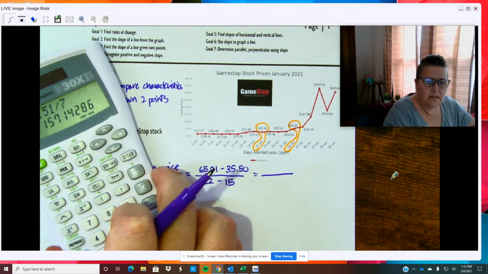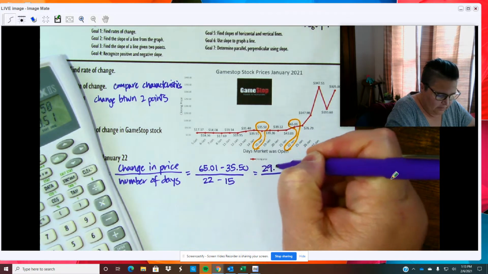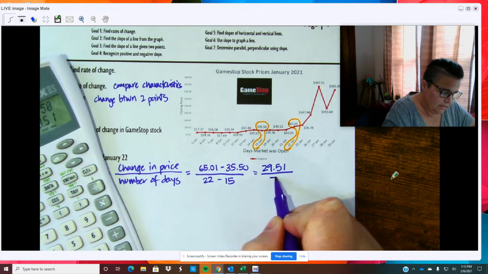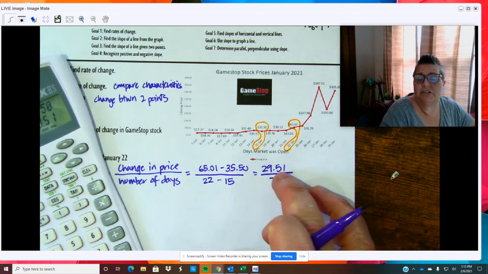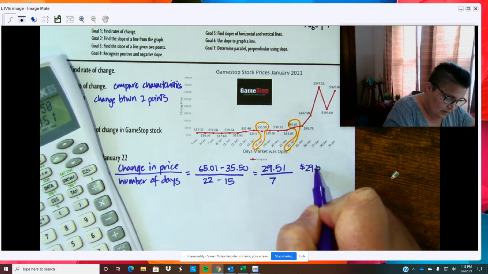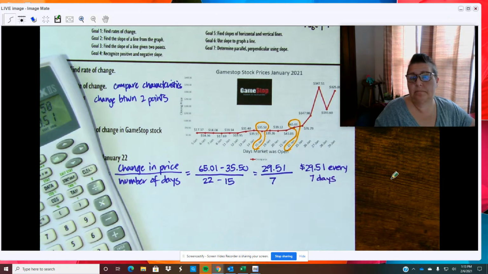Using my trusty calculator, I'm going to take 65.01 and subtract 35.50. This gives me $29.51. So there is a $29.51 difference in price. 22 minus 15 is 7. This rate of change means that at this rate, the market changed $29.51 every 7 days. Okay, that is the rate of change.